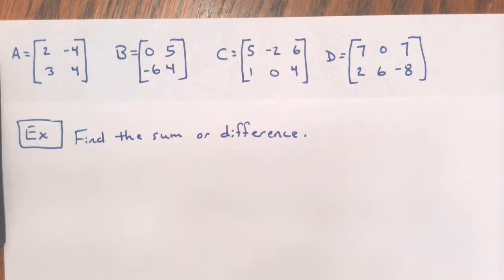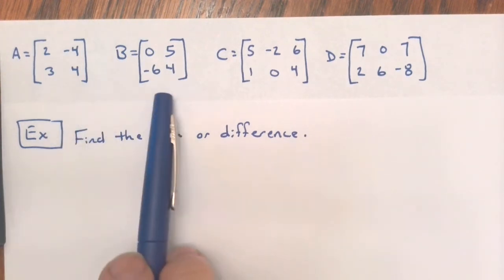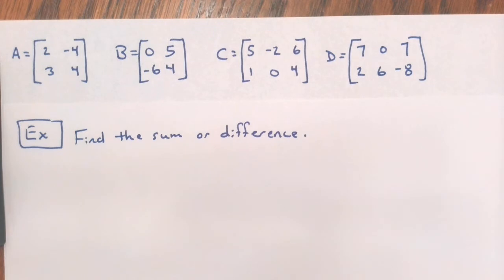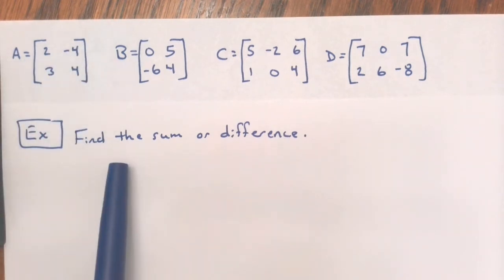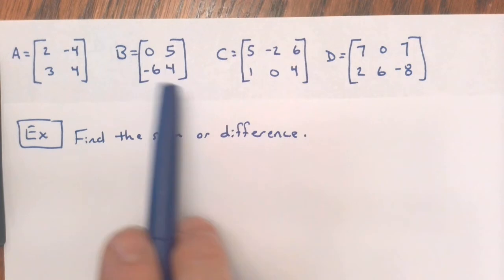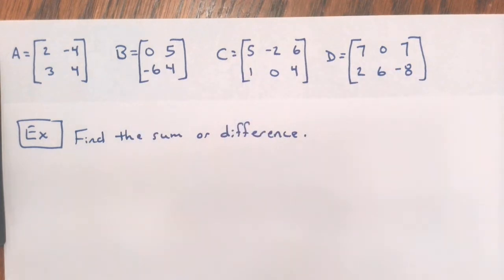In this example, we're going to find the sum or the difference of matrices, either being added or subtracted. In order for us to have some matrices to take a look at, up at the top here, I have named 4 different matrices with capital letters. Matrix A is this 2 by 2 matrix, and B and C and D are there.